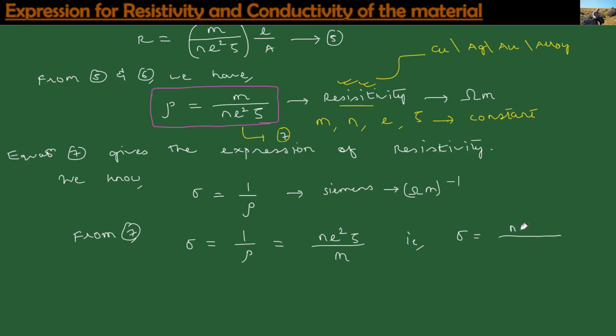This expression for conductivity will take the form of n e square tau divided by m. This is the expression for conductivity of the material of the wire. Let us make this equation 8. So equation 8 gives the expression for conductivity.